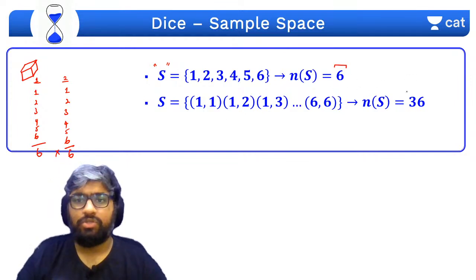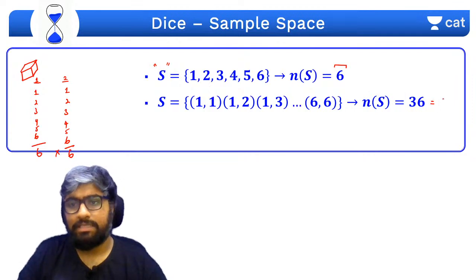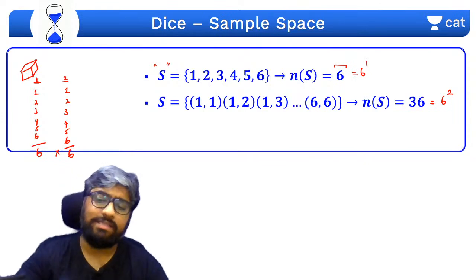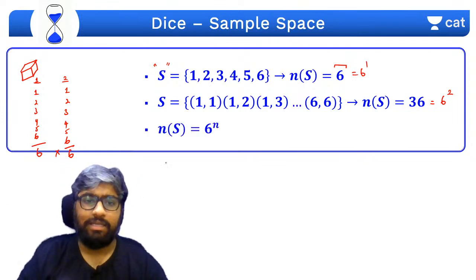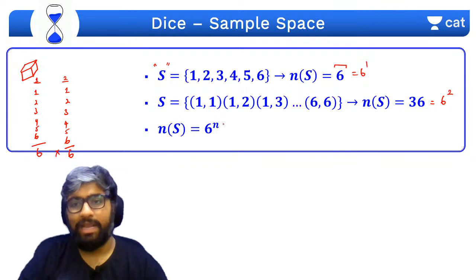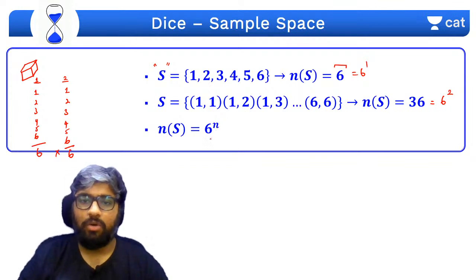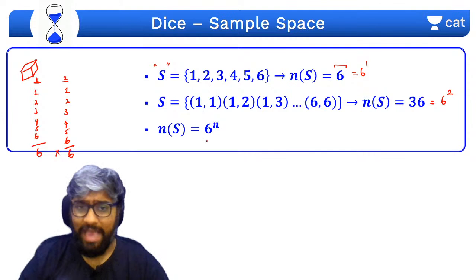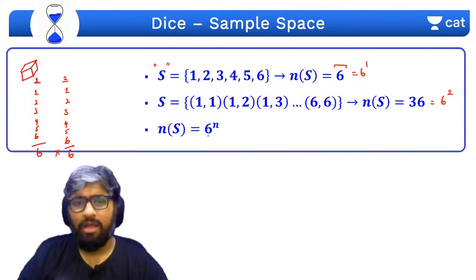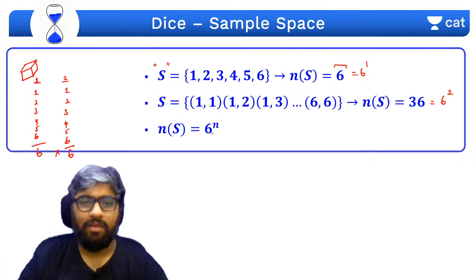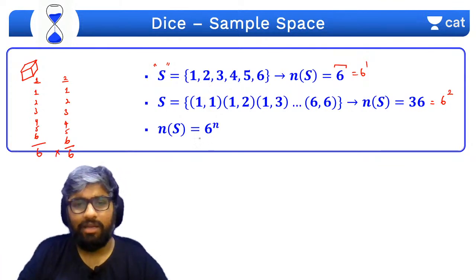So what is 36? 36 is nothing but 6 square. This is 6 power 1. So if n dice are rolled, then what would happen? The number of elements in the sample space will be 6 power n. If you can remember the first 4 powers of 6, that will be really helpful for the calculation. Otherwise also it's okay, you have a calculator, you can make use of that.